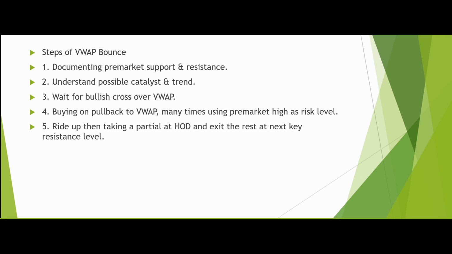And just like the VWAP fade, I try to take a partial at the high of the day. Because a lot of times a stock will go back and forth. It will test the high of the day, get rejected, come back down, consolidate, eventually go back up and test the high of the day. And so I think taking a partial at the high of the day is the safest way to approach this trade. And then you can ride the rest up to the next resistance level.